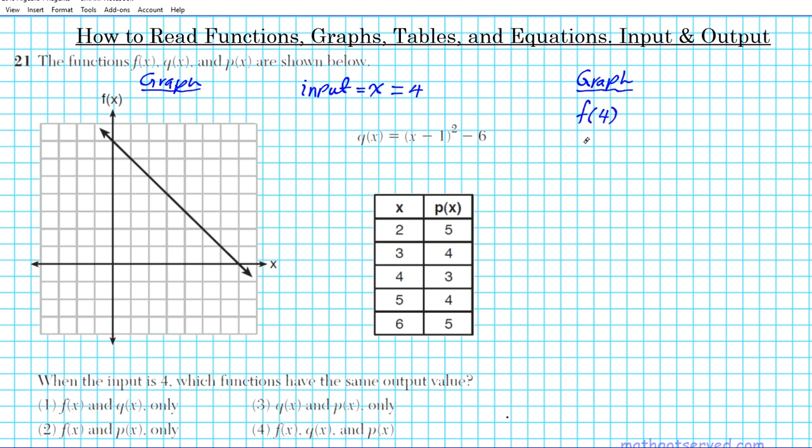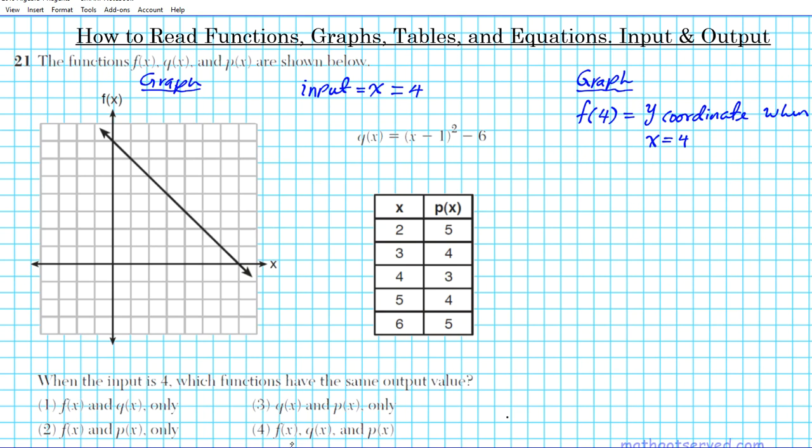So what does f of 4 mean? f of 4 basically means what is the y value associated with the x value of 4. So f of 4 is the y coordinate when x is equal to 4. Basically, what is the y value of the ordered pair, or the point on this function, when x is equal to 4?